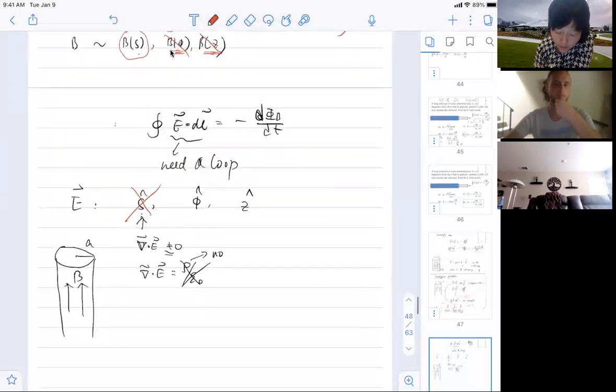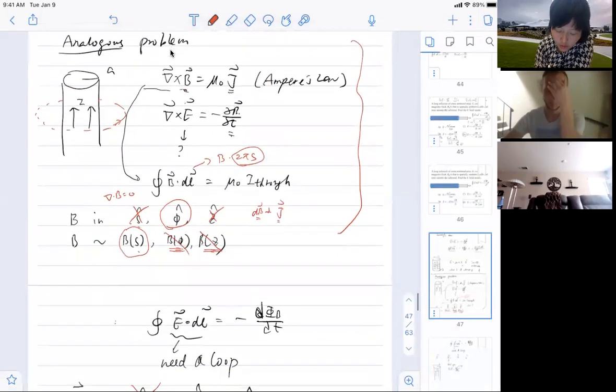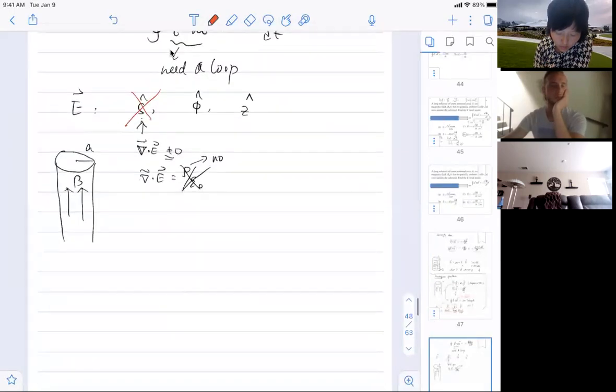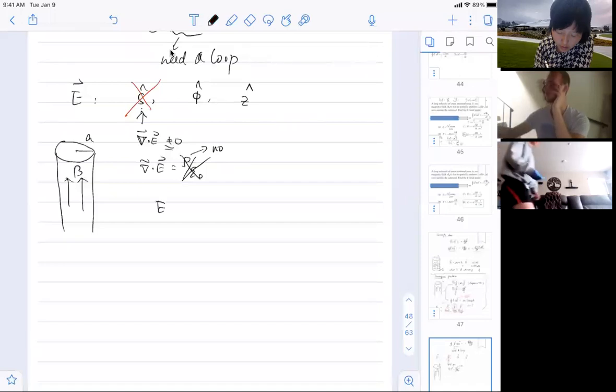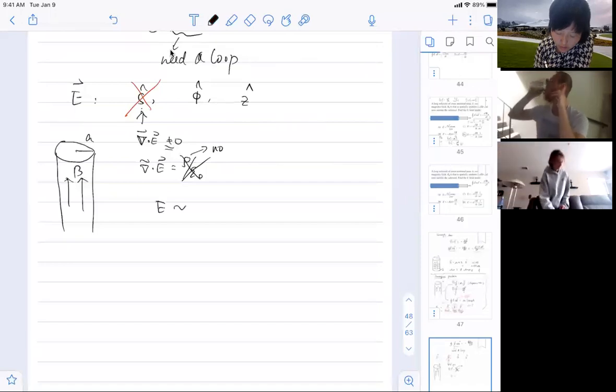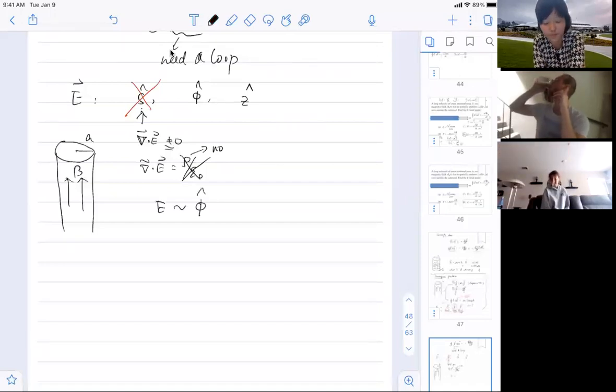You can see the mathematical relationships between these are so similar, right? So here the curl of B is mu naught J and we said B is in the phi hat, so I can safely assume my E is also in the phi hat direction. E is in the phi hat direction.